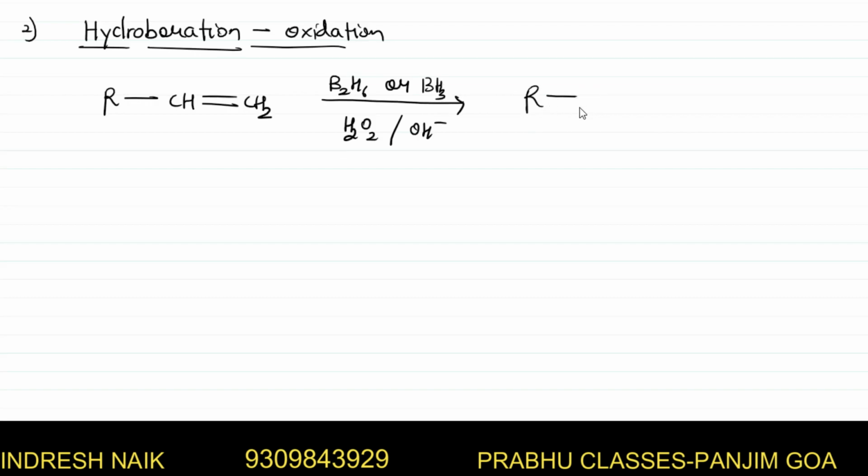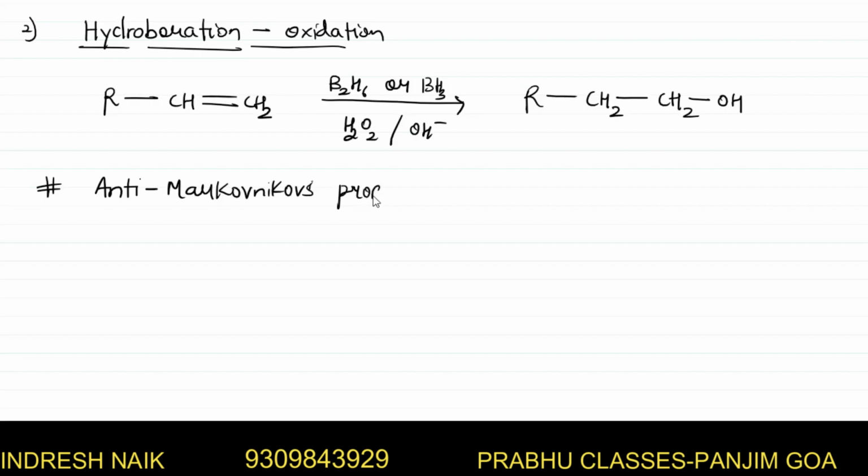Here also there is addition of water, but here what you get is the reverse of that: CH2, CH2OH. Here we get the anti-Markovnikov's product. Anti-Markovnikov's product means not following the Markovnikov's rule. Remember, this goes via a different mechanism. So anti-Markovnikov's product means what?